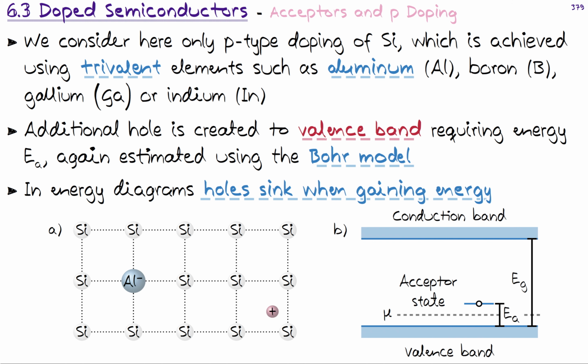In a way, what we are calculating here is the ionization energy of a hole state, so that when a hole gains energy, it sinks lower into the valence band.